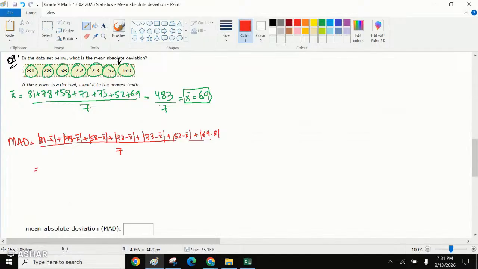So 81 minus 69 would be 12. That's already positive. 78 minus 69 is 9. 58 minus 69 is 11. That's a negative, but we have a modulus sign, so it becomes a positive. 72 minus 69 is 3, still positive. 73 minus 69 is 4. 52 minus 69 is a negative 17, but we have an absolute function, so that becomes plus 17. And 69 minus 69 is 0, divided by 7.